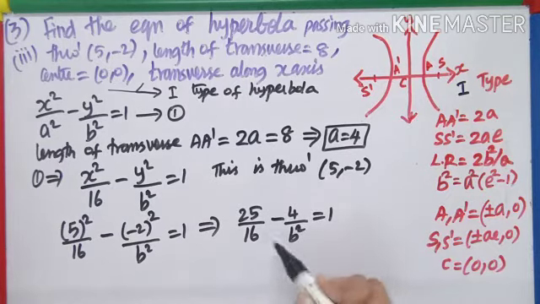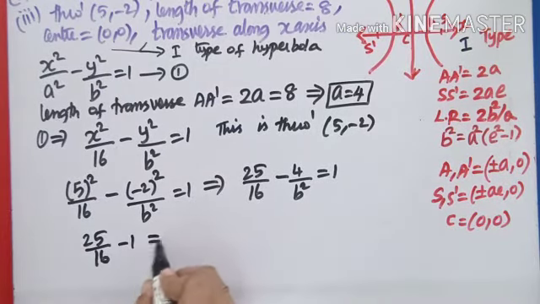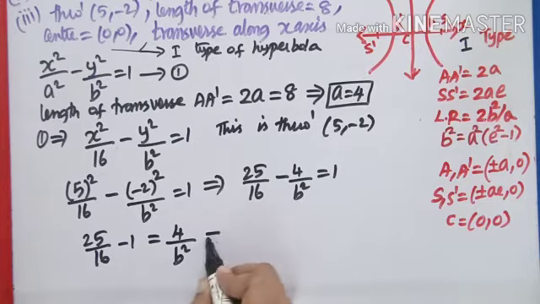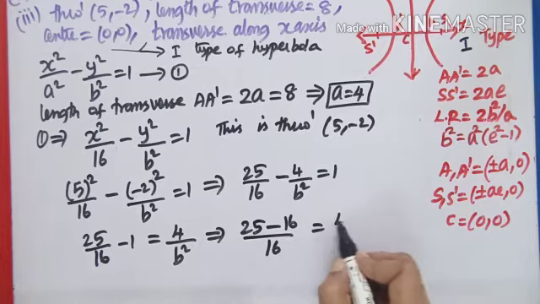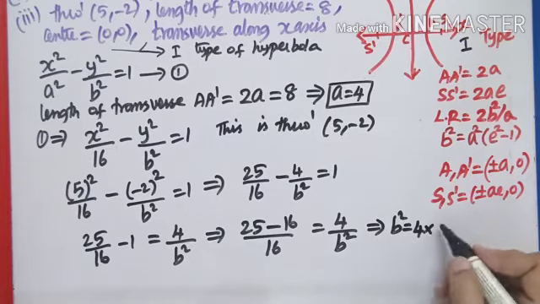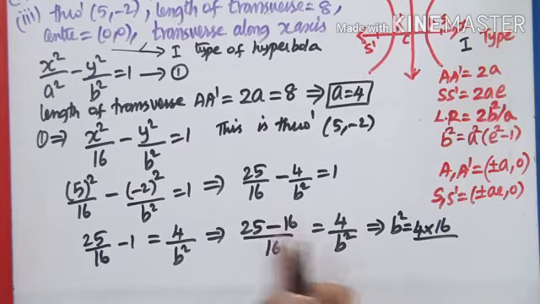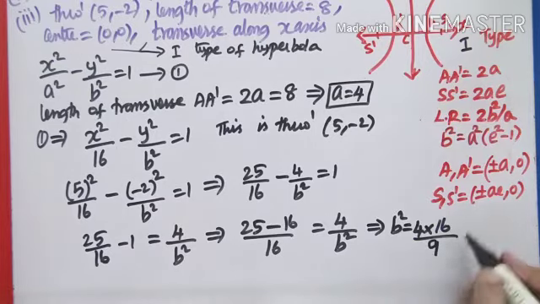Bring 1 here, and 4 by b square to the other side. 25 by 16 minus 1 equals 4 by b square. This implies 25 minus 16 by 16 equals 4 by b square. Or I get b square equals 4 into 16 divided by 9, or I will say 64 by 9.